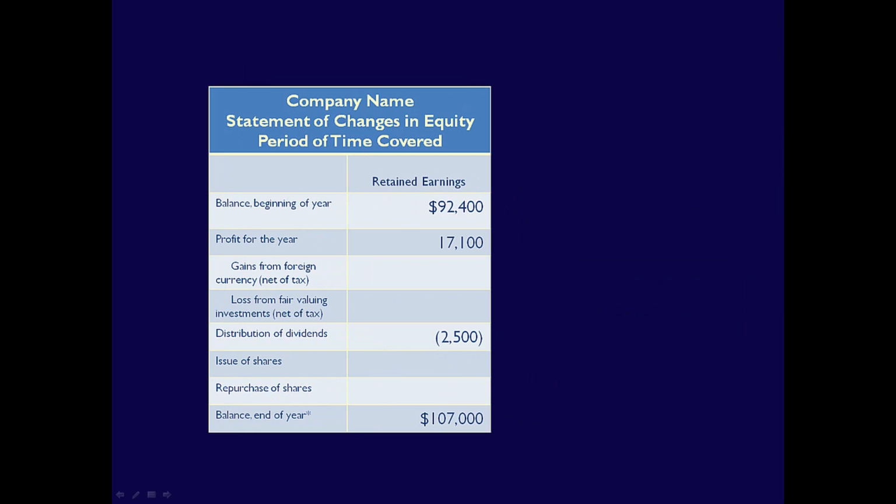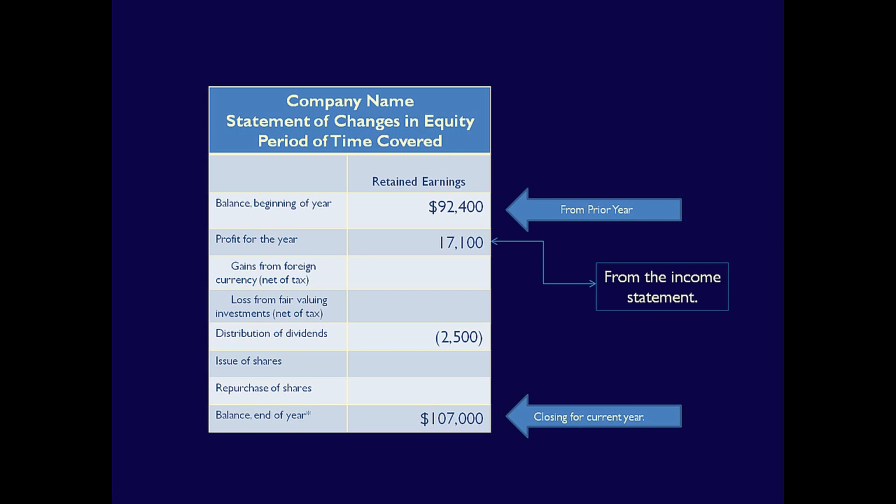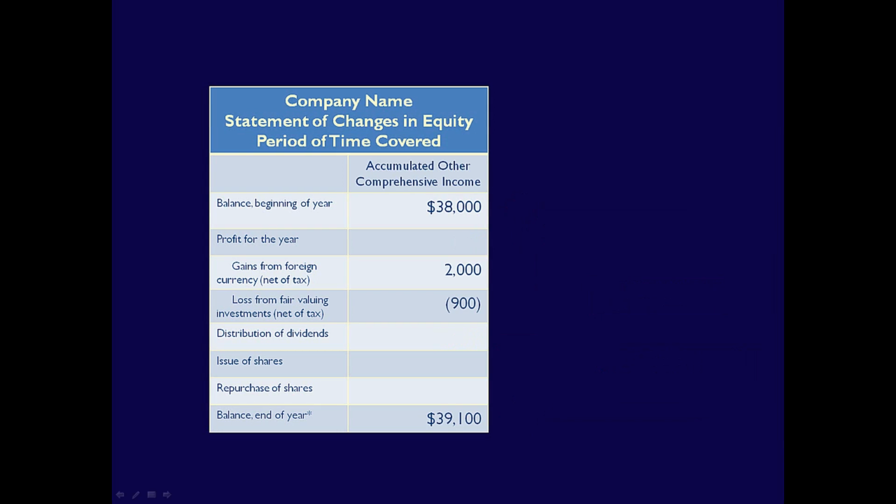Next, we'll look at the retained earnings column. Again, opening balances come from the prior year's Statement of Changes in Equity, and closing balances are transferred to the Statement of Financial Position. Where does the profit for the year come from? Well, the profit or loss on the income statement is added or deducted from the opening retained earnings. Here we took the profit of $17,100 from the income statement and added it to the opening retained earnings from the prior year. We also deducted the dividends declared or paid to shareholders because they represent a payout of profit to the shareholders.